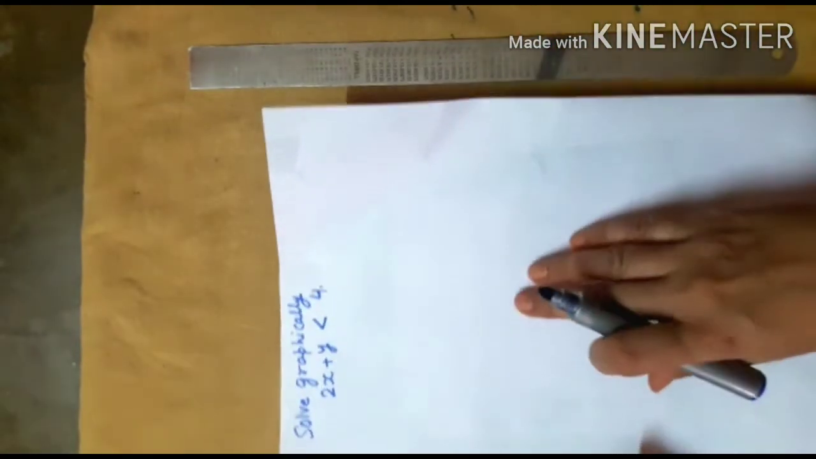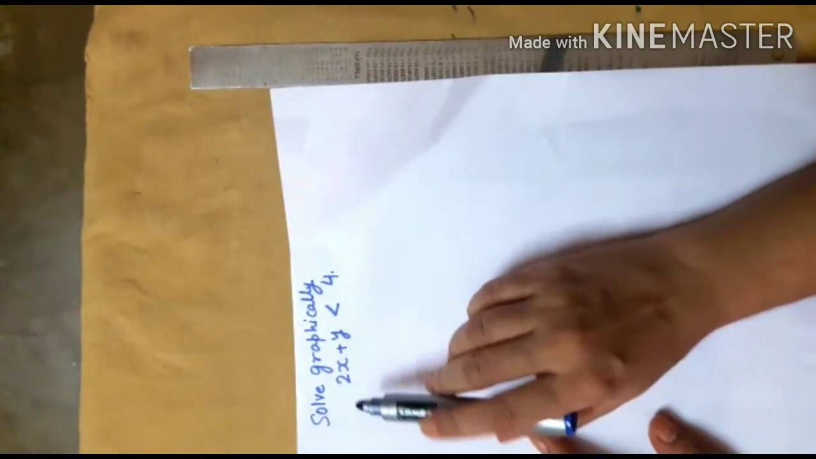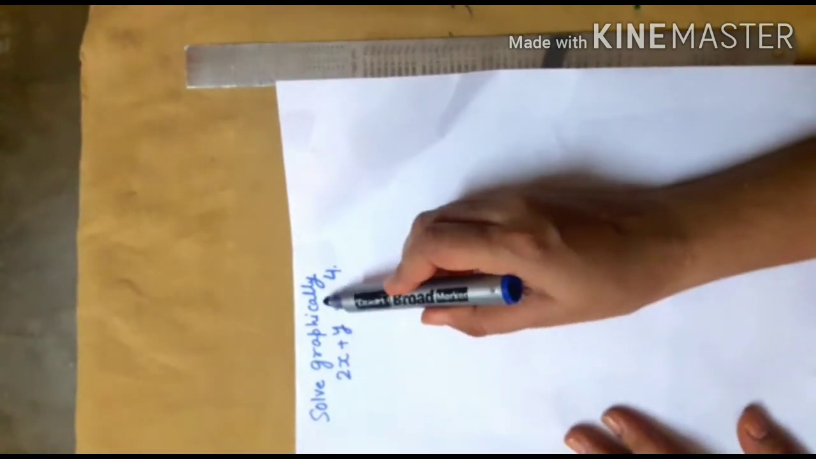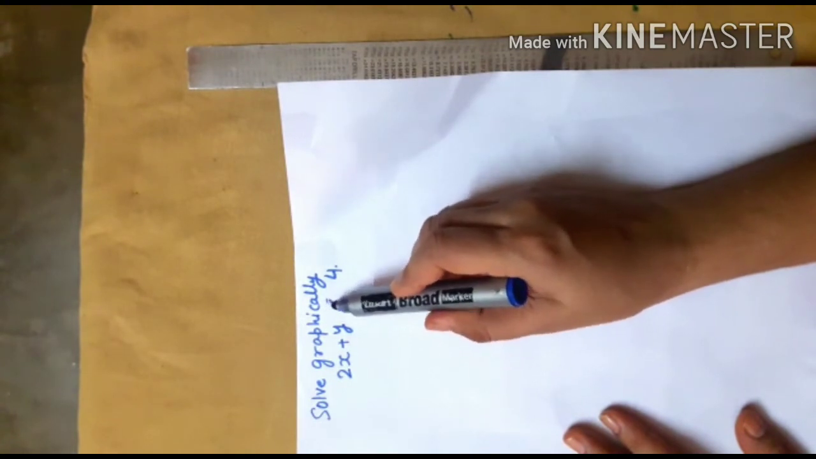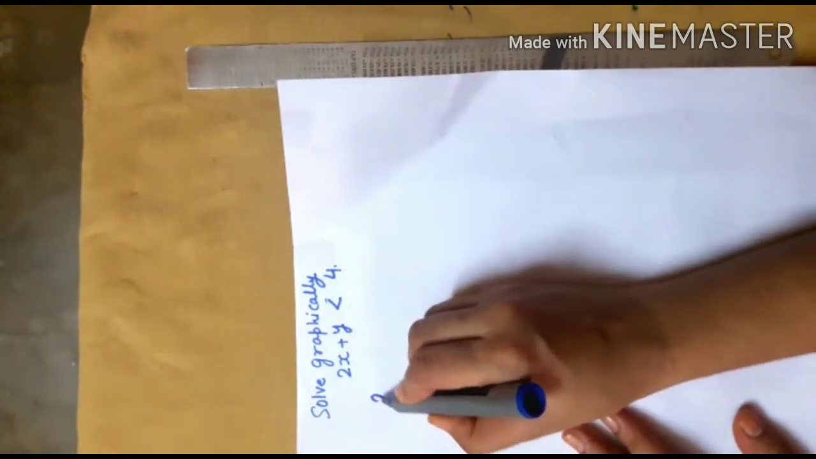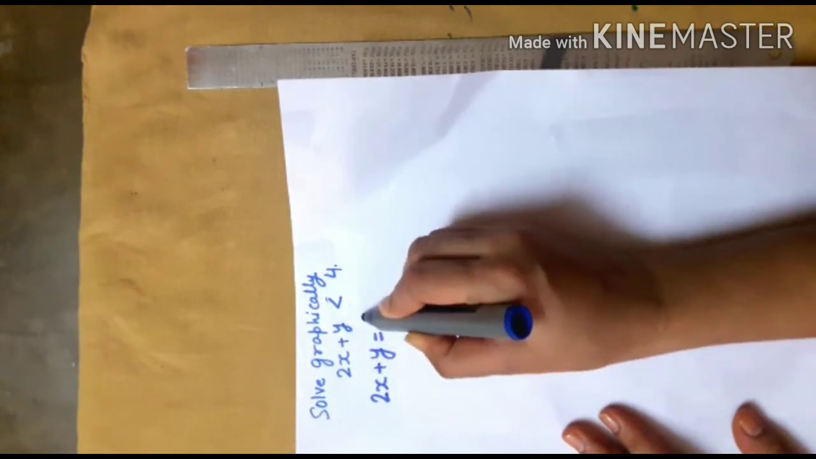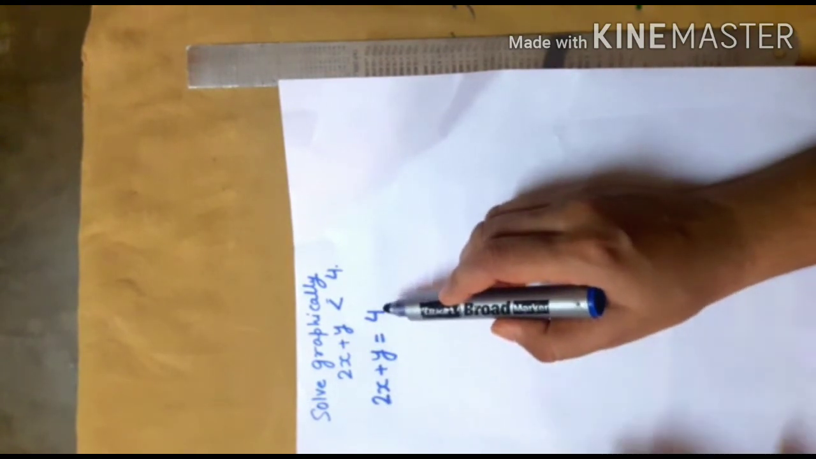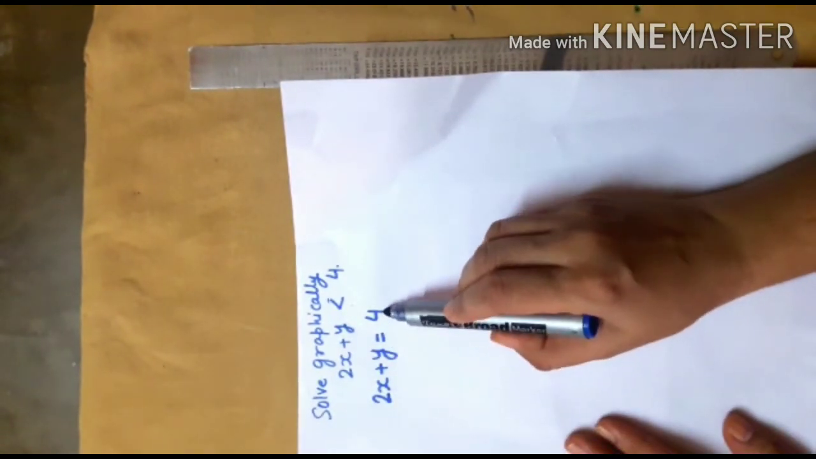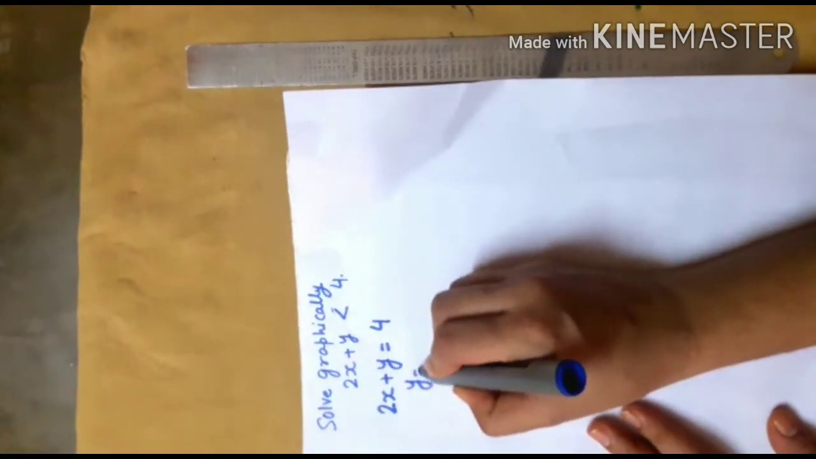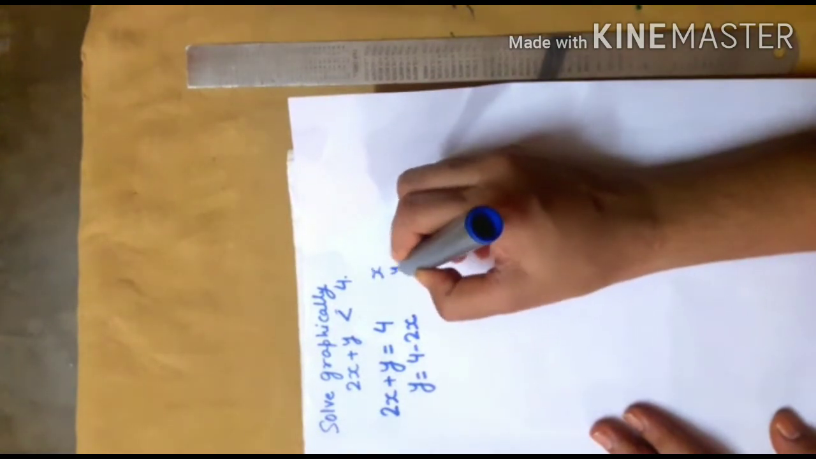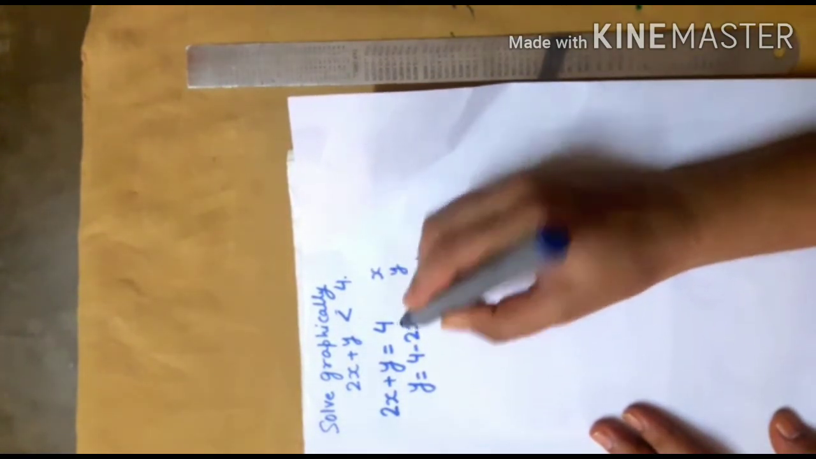Yes, let's take another question. Solve graphically the inequality 2x plus y strictly less than 4. First replace this sign of inequality with the equals sign. That is 2x plus y equals 4. Now this will represent a straight line. So first we will plot the graph of this equation. From here, y will be equal to 4 minus 2x.